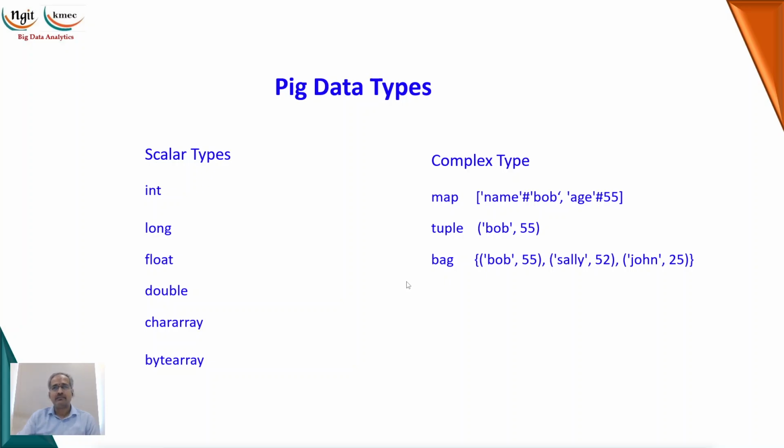Complex types are also there: map, tuple, and bag. Map, you can understand, is like the dictionary in Python. Tuple is the same as a tuple, a collection of a number of elements. And bag, we can say, is a list of tuples. So like that, there are several types available. And null, schemas, and so on are various other components of the Pig data types.